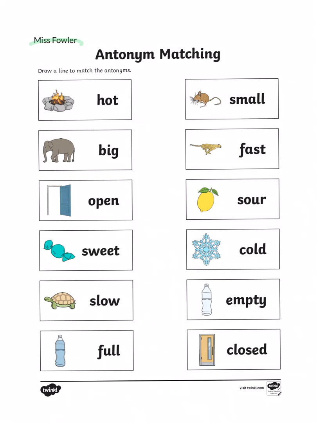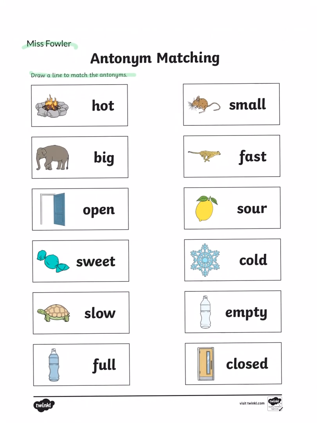So as you can see, there are a list of words in front of you. What you need to do is draw a line to match the antonym. On the left side, there is a column of words. You need to match it to the words that are on the right side.